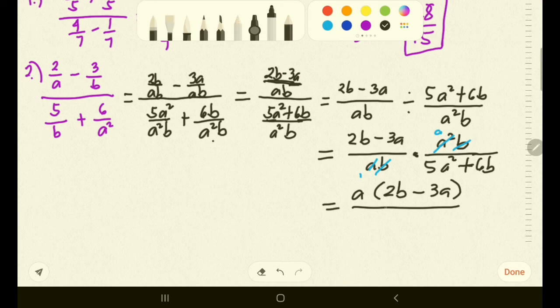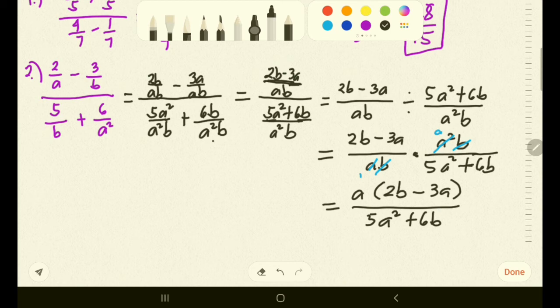It cannot affect the number that is being multiplied. So, 1 times 5a squared plus 6b is just 5a squared plus 6b.